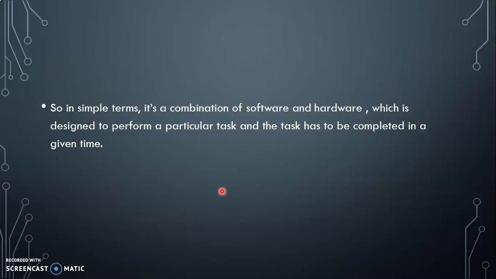The software used in the embedded system is the set of instructions which we normally call a program, and the microprocessors or microcontrollers used in the hardware circuits of the embedded system are programmed to perform a specific task by following some set of instructions. So I hope that it is clear now.